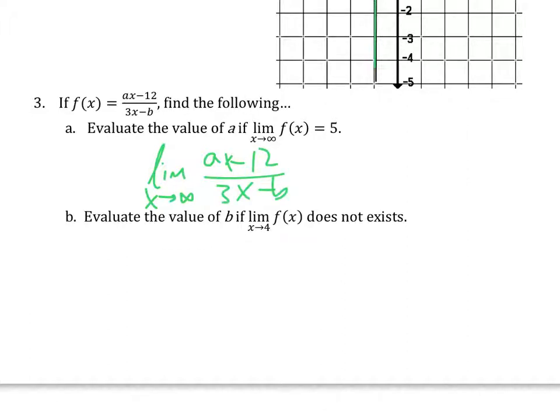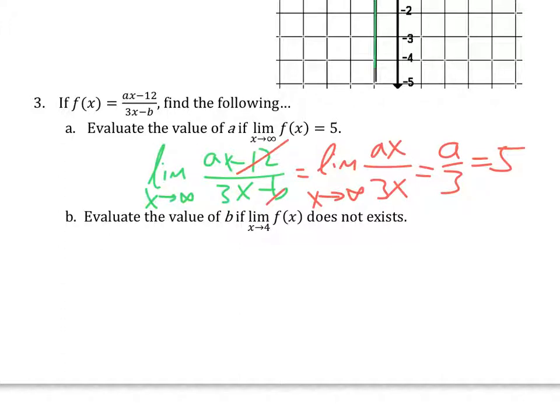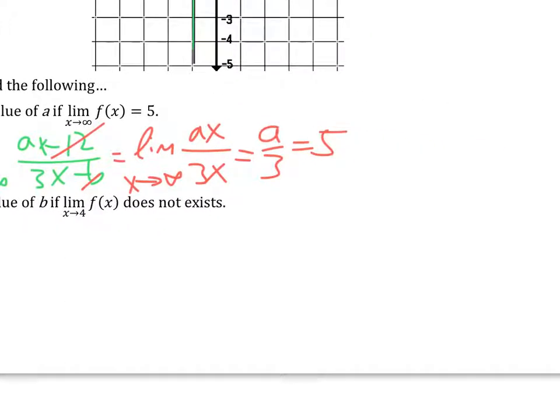b. Well, no matter what these a and b are, those will go away, and all that's left is the ax and 3x. So this is equal to the limit as x goes to infinity of ax over 3x. And since those x's cancel, then this is equal to a over 3. And we want that equal to 5. Since we want that equal to 5, then a has to be 15.